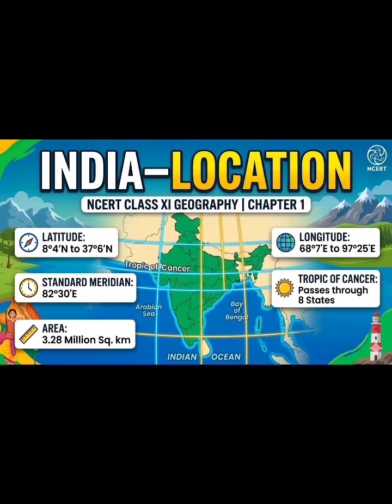Now let us observe the longitudinal extent and its implications on the Indian people. From the values of longitude, it is quite discernible that there is a variation of nearly 30 degrees, which causes a time difference of nearly 2 hours between the easternmost and the westernmost part of the country. You are familiar with the concept of Indian Standard Time. What is the use of a standard meridian?